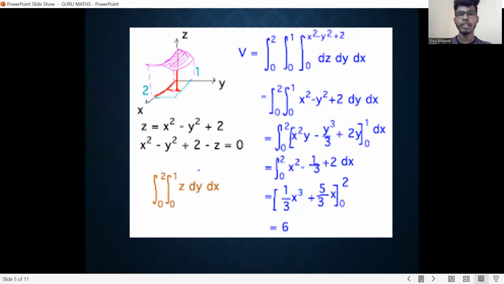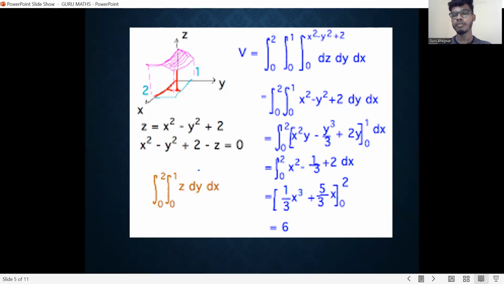Next, move on to one example. Let us discuss dz dy dx with three conditions. The limits are 0 to 2, 0 to 1, and 0 to x square minus y square plus z. Now we are going to integrate first with respect to z, from 0 to x square minus y square plus z. So let's integrate with respect to z. The integral will become x square minus y square plus z, dy dx. Then next we are going to integrate with respect to y.